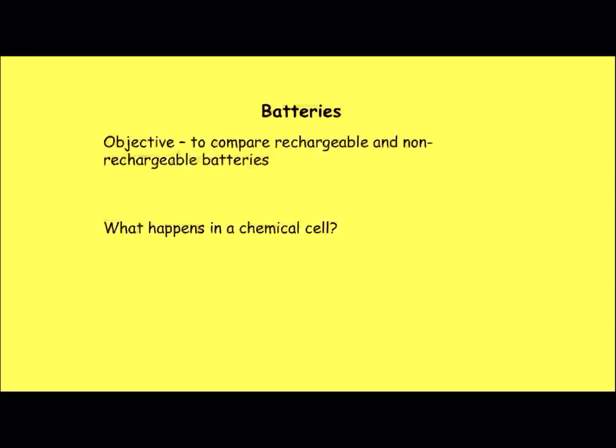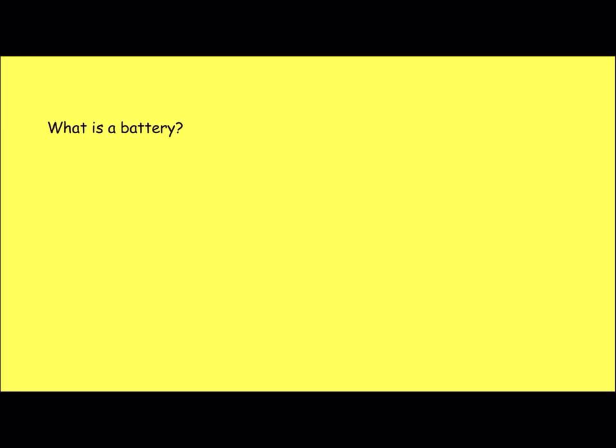If we say, first of all, what happens in a chemical cell then? Chemicals react to produce electricity. Now a battery then, you may know this from your physics lessons, a battery is a series of connected cells. Okay? So inside a cell, we're going to have chemicals that are reacting to produce electricity.